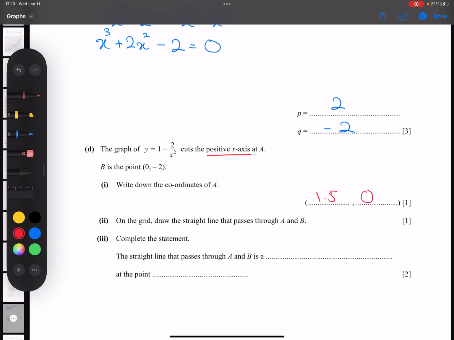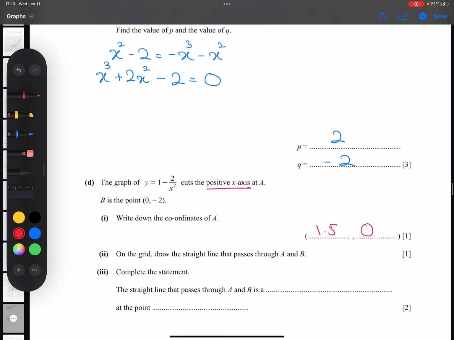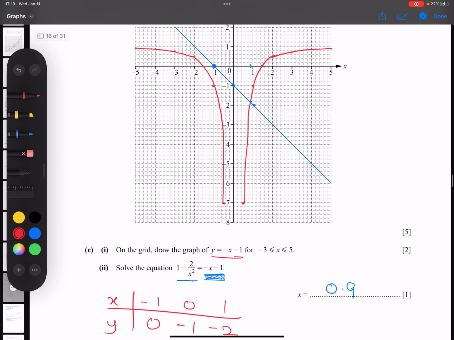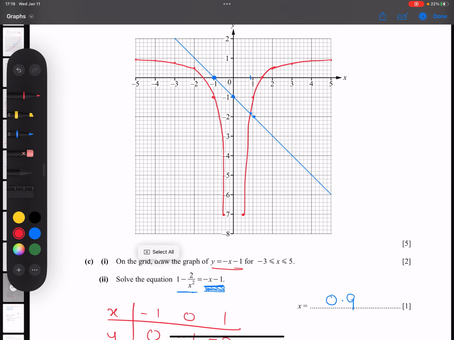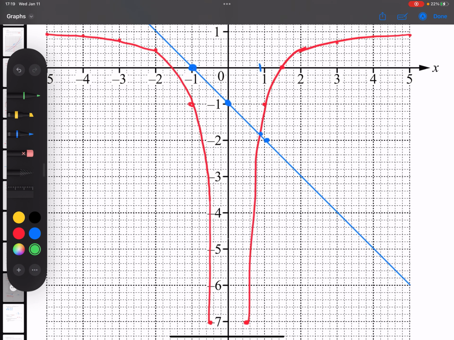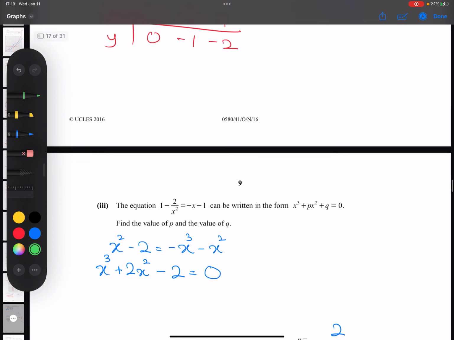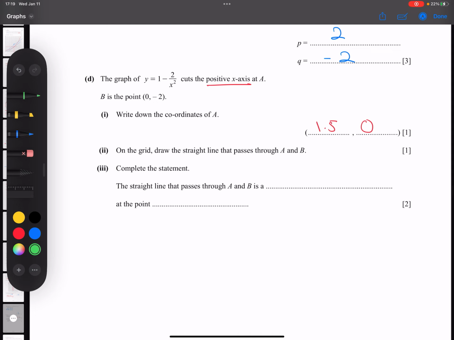All right, and the point B is 0 and negative 2. Let me use a different color. So this is point A, and this is point B. Okay, what's the next question? On the grid, draw the straight line that passes through AB. That's very simple. Complete the statement: the straight line that passes through A and B is a dash at point dash.